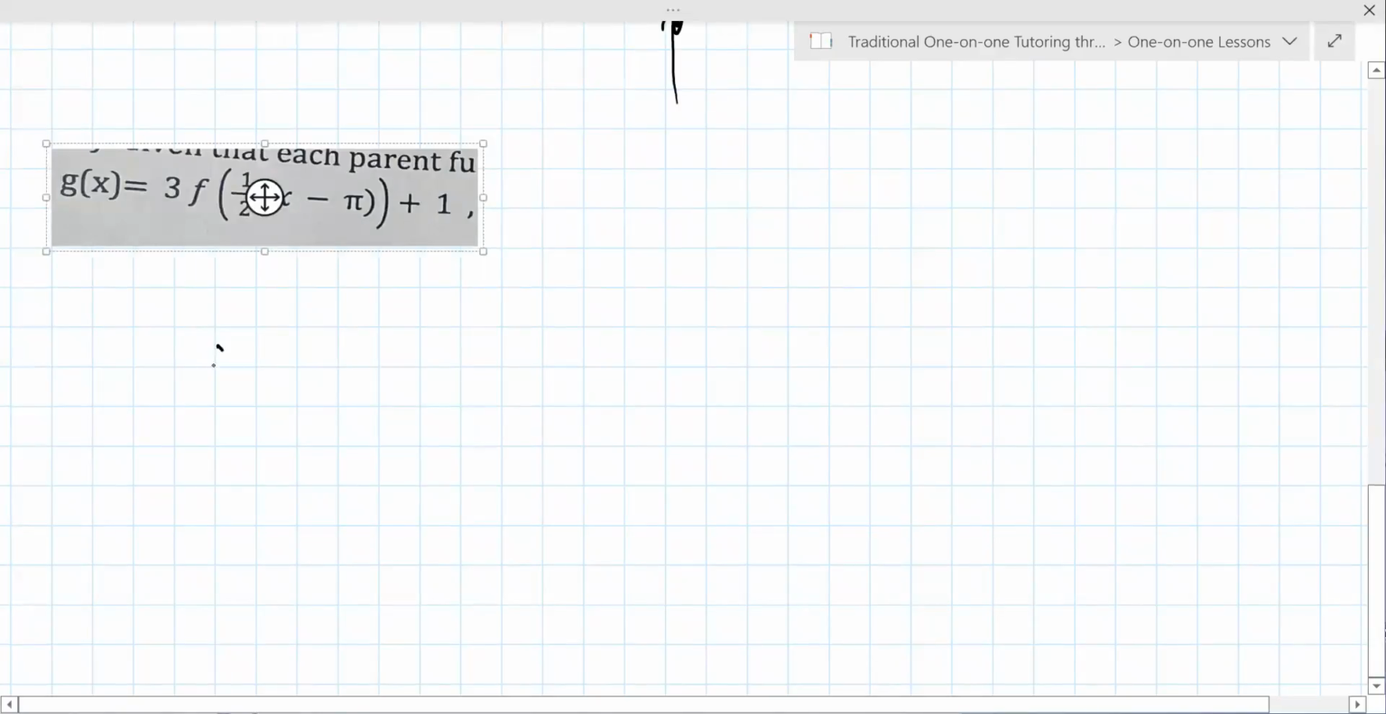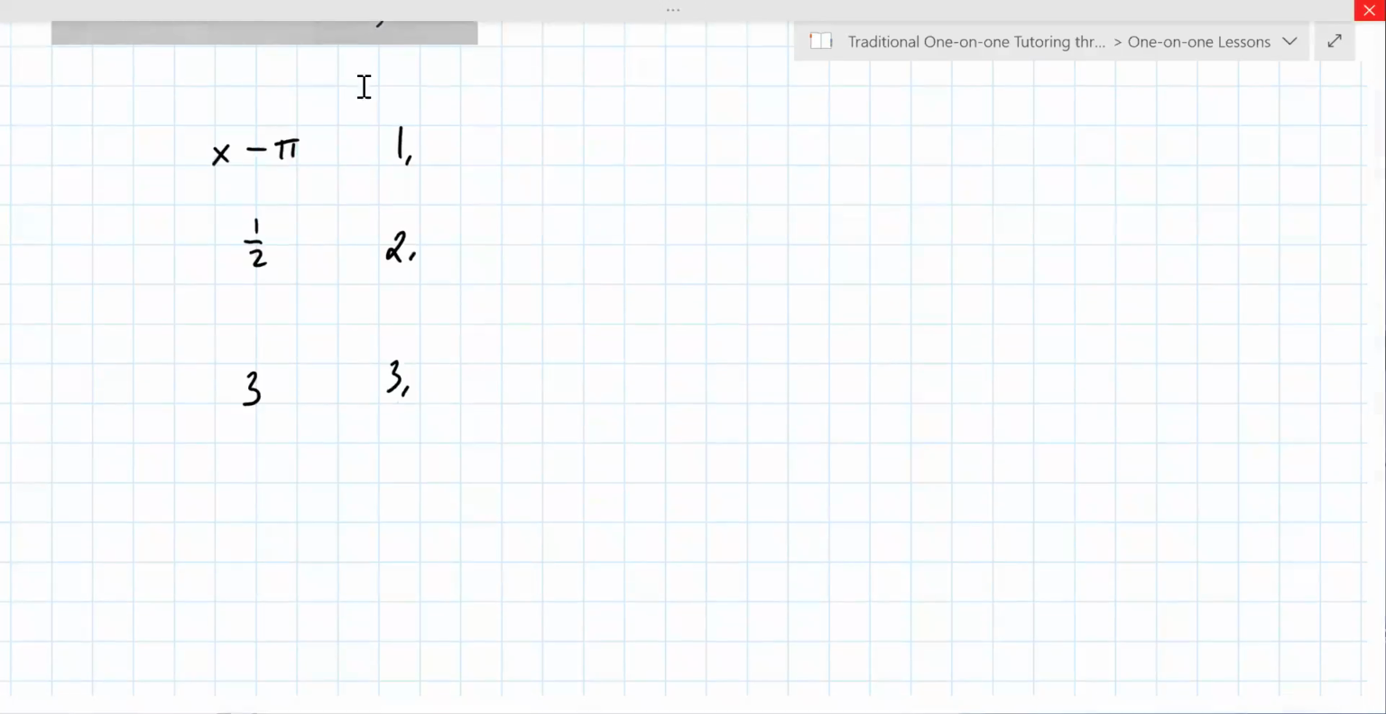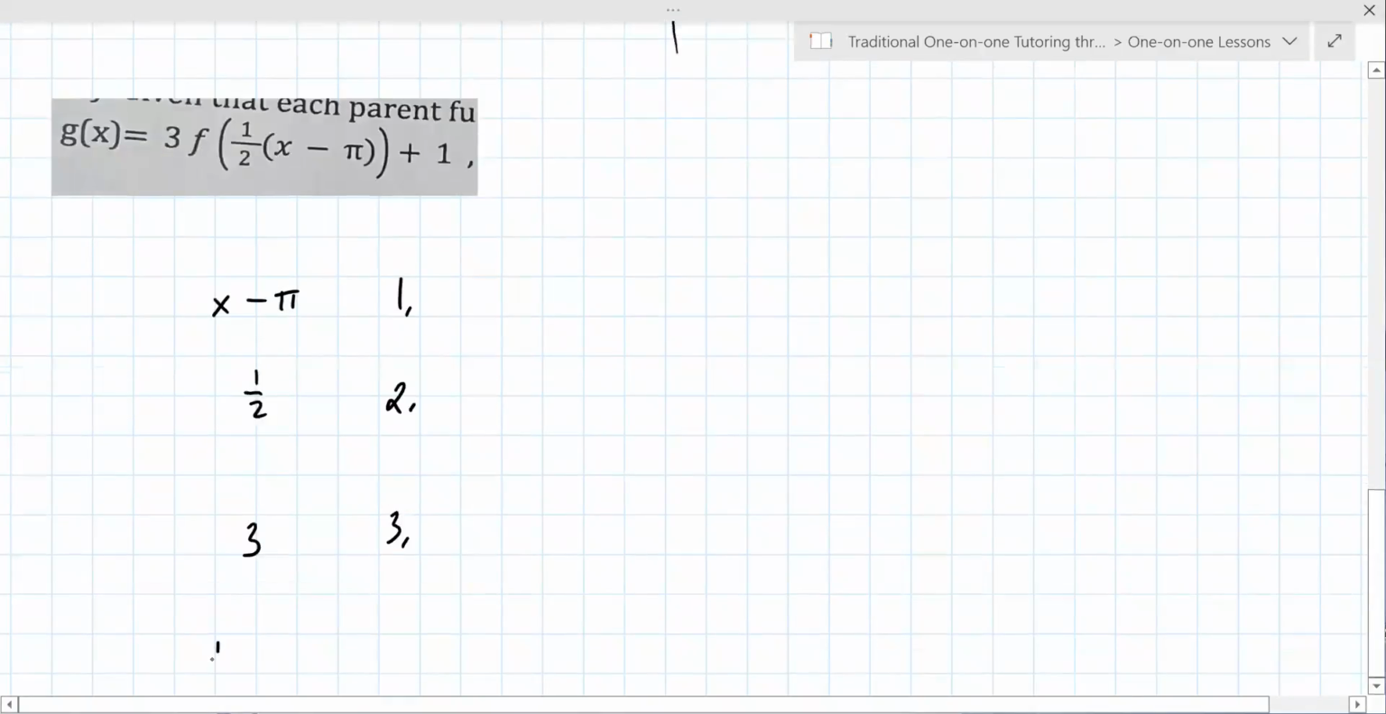It's got this x minus pi, that's a transformation. It's got this 1/2, that's a transformation. It's got this 3, and then it's got this +1, that's another transformation. Let me get this frame better.